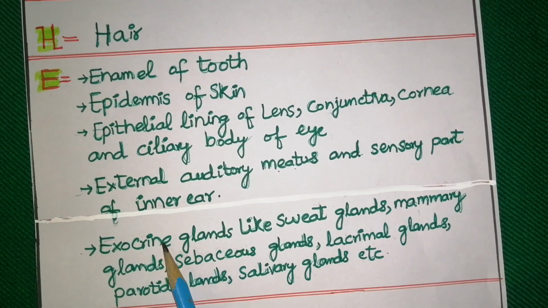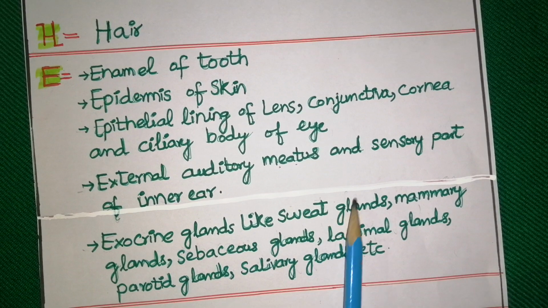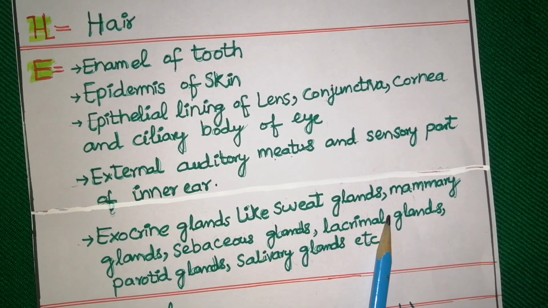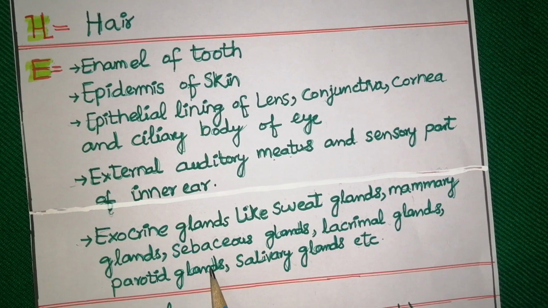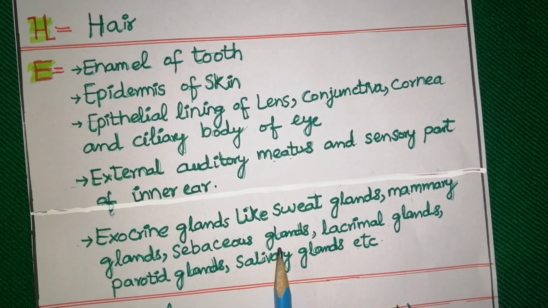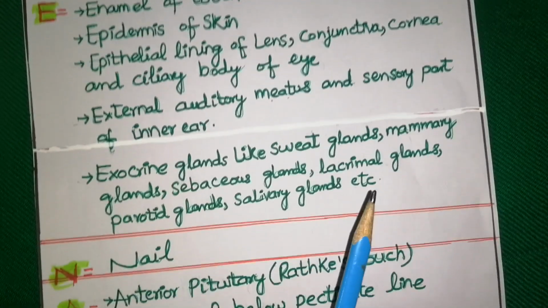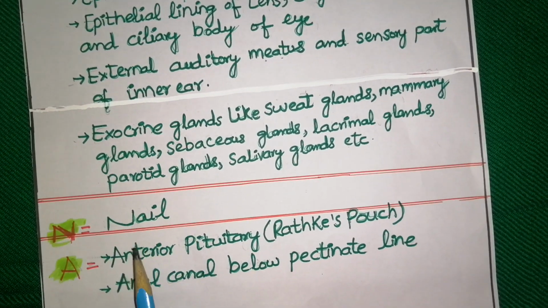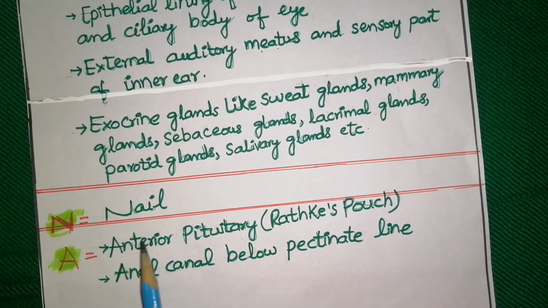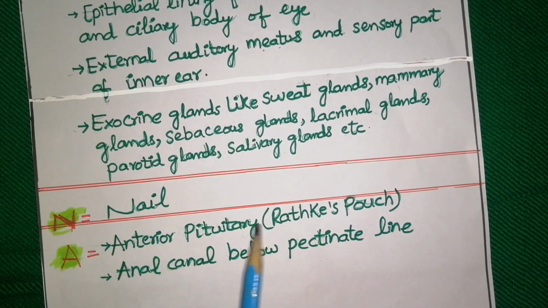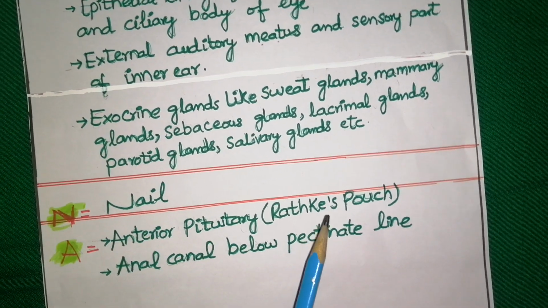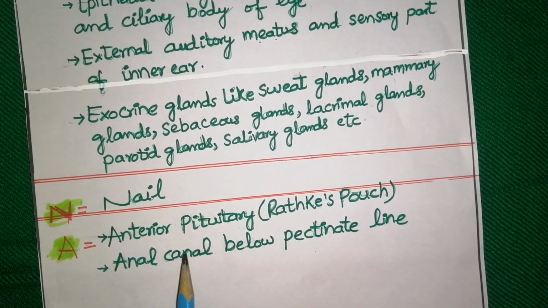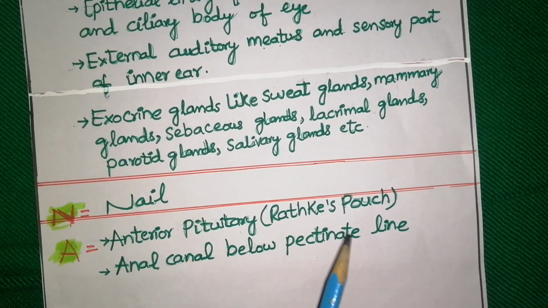E stands for exocrine glands like sweat gland, mammary gland, sebaceous gland, lacrimal glands, parotid glands, salivary glands, etc. N here stands for nail. A stands for anterior pituitary, that is Rathke's pouch, and it also stands for anal canal below the pectinate line.